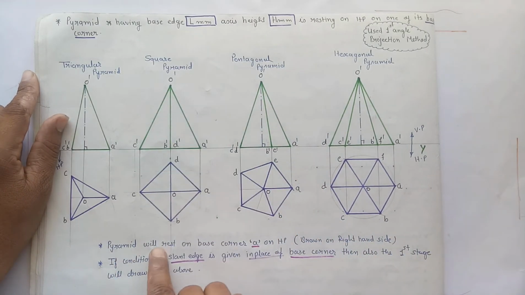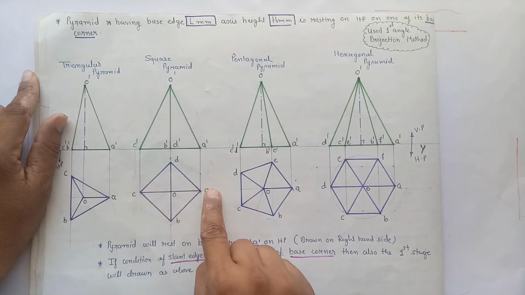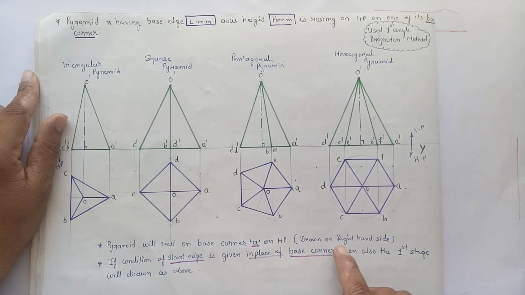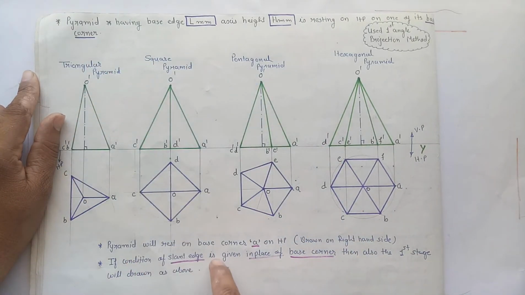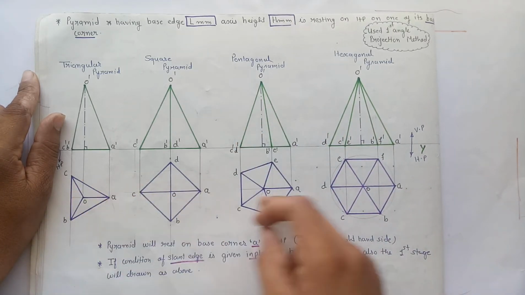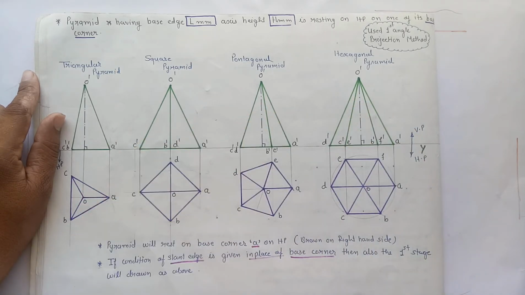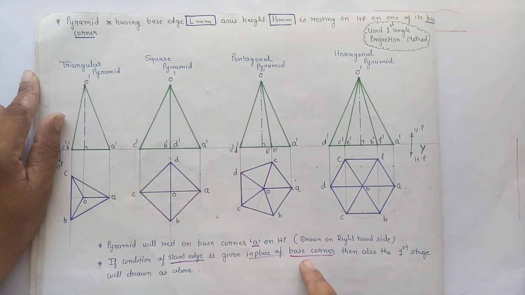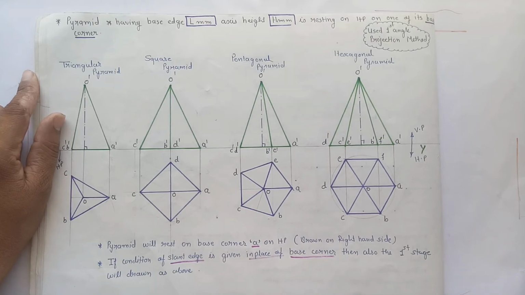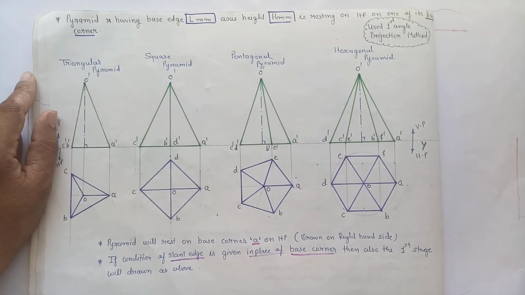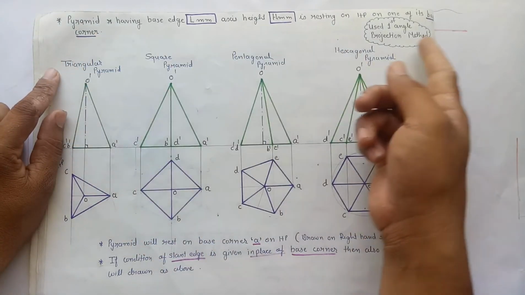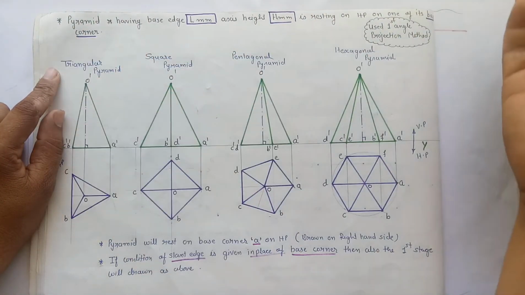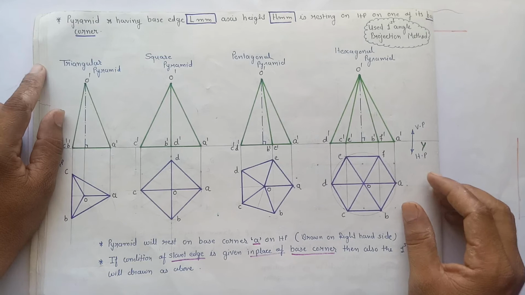So in this case, the pyramid will rest on base corner A on HP, which is drawn on the right side. Now in place of the base corner, if the condition of the slant edge is given, the first stage will also be drawn like this. So the drawing of the first stage will remain the same. So now I hope that you can draw the first stage by identifying this particular type of statement from the given statement of the projection of solids.